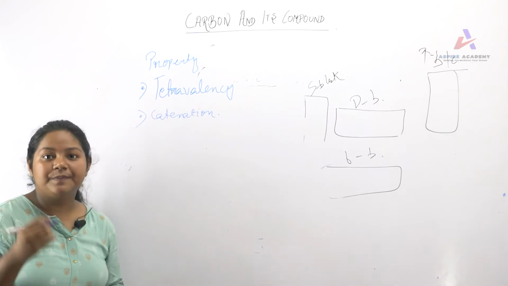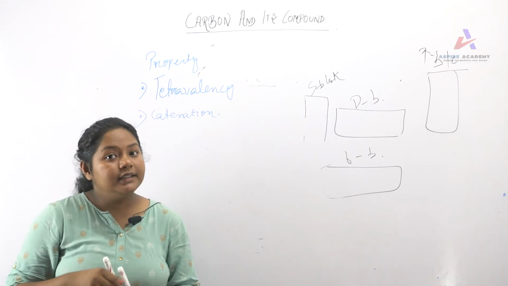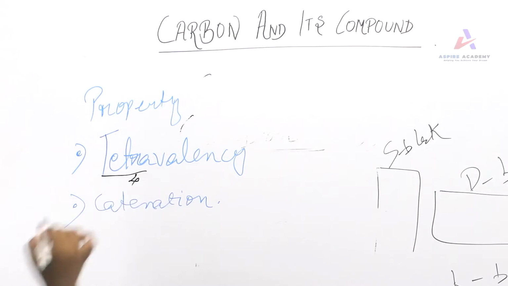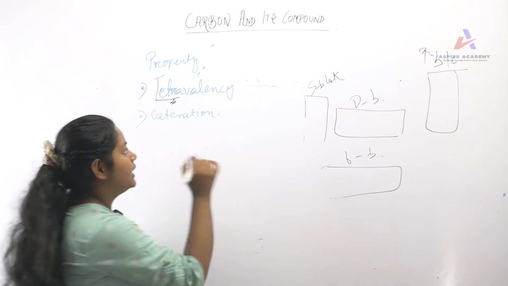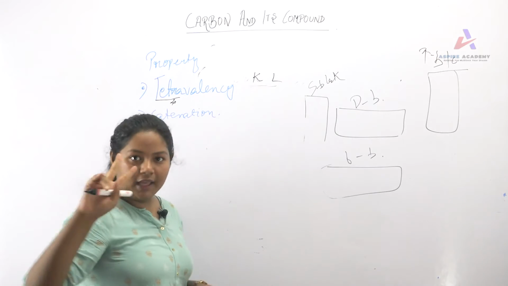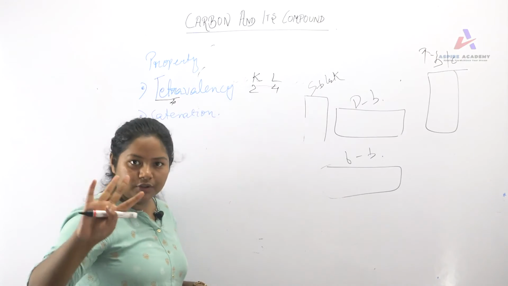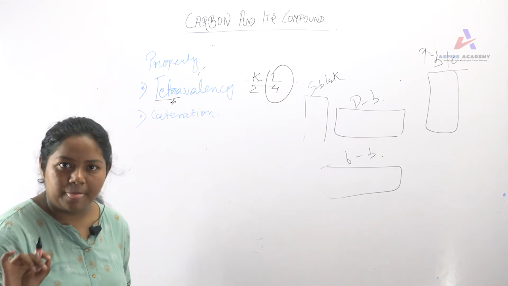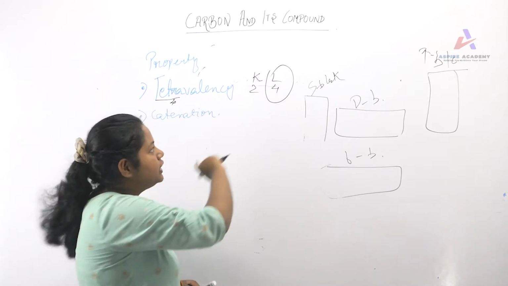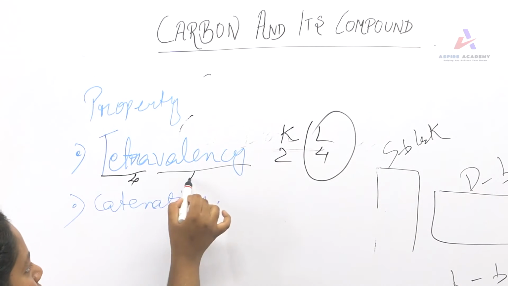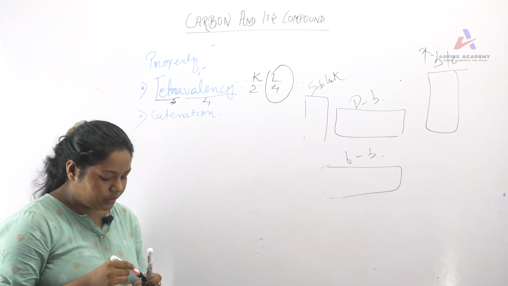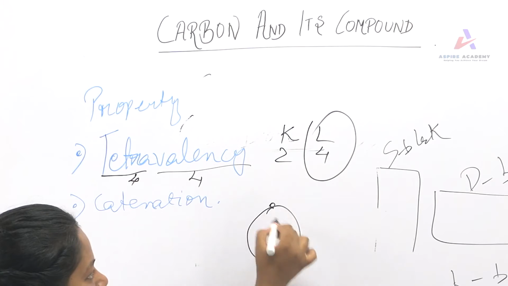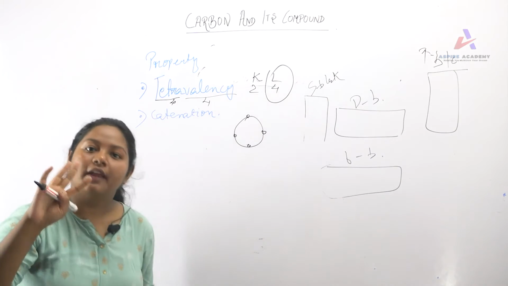Now I will explain tetravalency. Tetra means 4, and valency is the number of electrons in the outermost shell. Carbon has 2 electrons in the K shell and 4 electrons in the L shell. This is the outermost shell, it has 4 electrons, so its valency is 4. Tetravalency means carbon has 4 electrons in its outermost shell, that is, it is tetravalent.